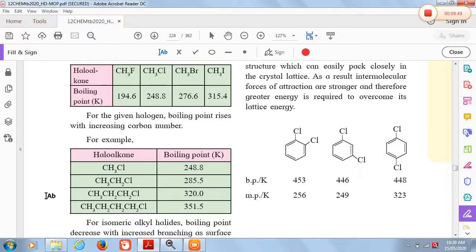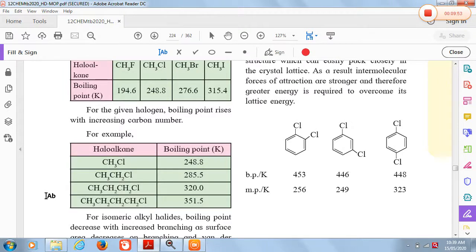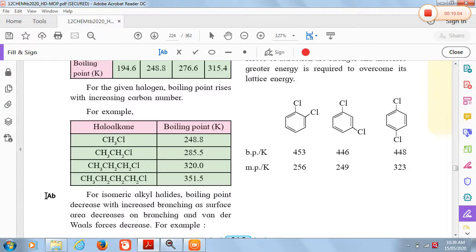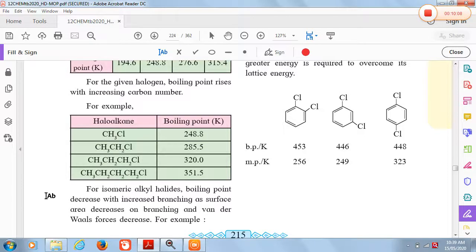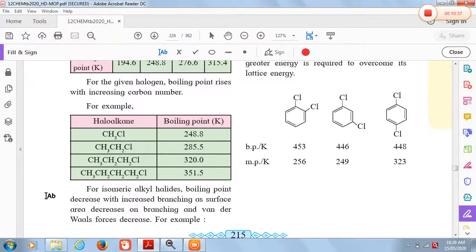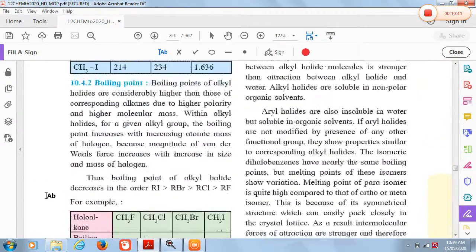Now, if you observe the boiling point in the haloalkanes or alkyl halides, with increasing molecular mass, the boiling point also increases, because the number of carbon atoms is increasing, so molecular mass increases. Then if you observe the same molecular mass of one type of alkyl halide and there are branches in the compound, increasing branching decreases the surface area, and due to that van der Waals force also decreases. So branched alkyl halide has less boiling point than non-branched alkyl halide.